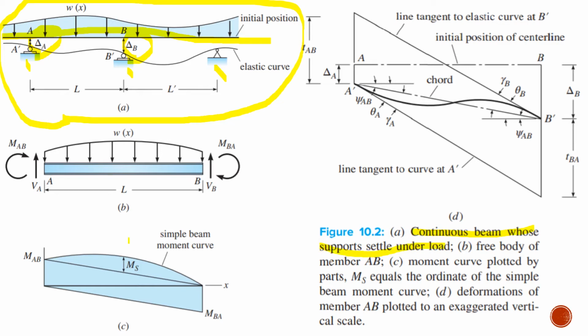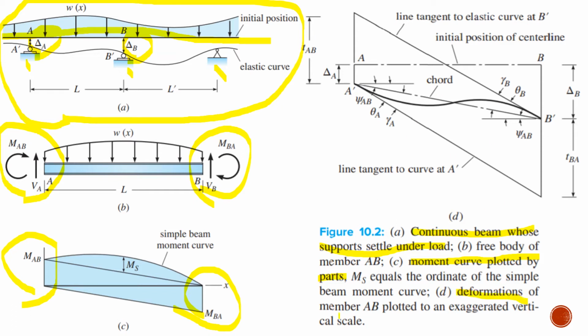So A is the continuous beam whose supports settle under the load. In figure B, you see the free body diagram of member AB. Once we cut it, we have this moment and shear at A and B respectively. In C, you see the moment curve plotted by parts, with moments MA and MB.